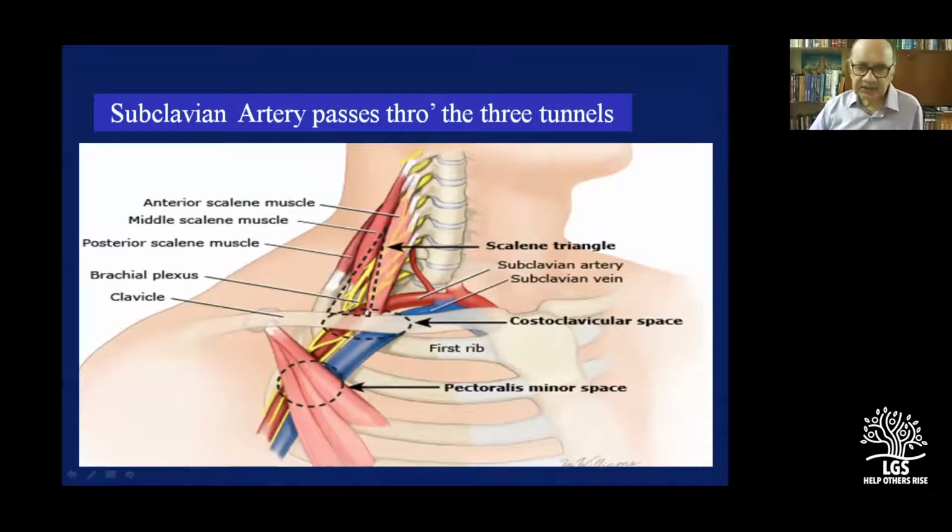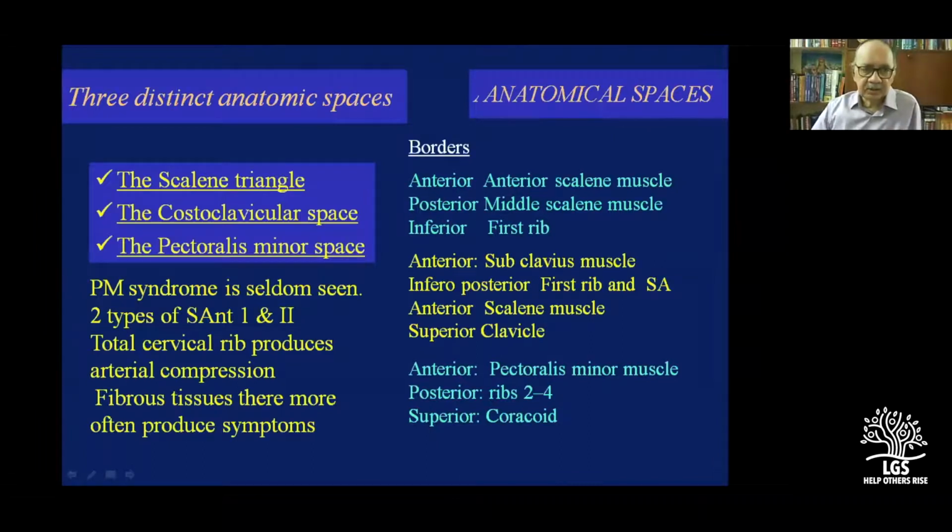And the third one is the pectoralis minor space, with the coracoid process and the clavicle pressing on the sternum as pectoralis minor and producing a compression syndrome. Pectoralis minor syndrome, costoclavicular space, and scalene triangle. And in all the three, somehow the first rib is related. See, scalene triangle, costoclavicular triangle, the pectoralis minor space.